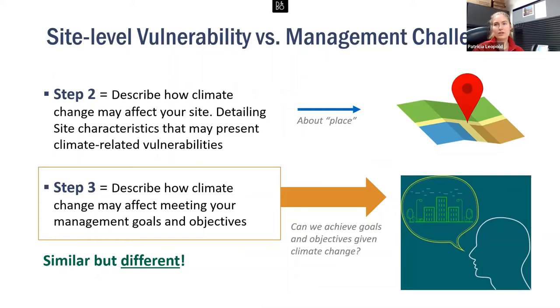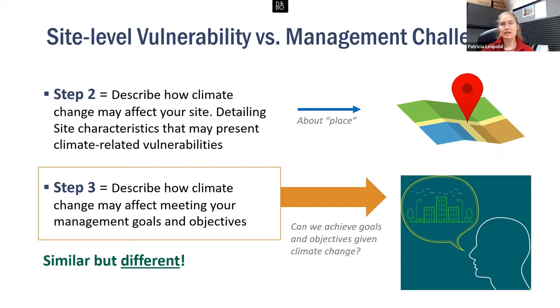In one way or another, sometimes step three feels a lot like step two, although they are distinctly different. So let's take a closer look at that. Step two is about how climate change affects the place where you are working. How might climate change impacts affect the area? How vulnerable is the specific site? And can it cope with these changes?